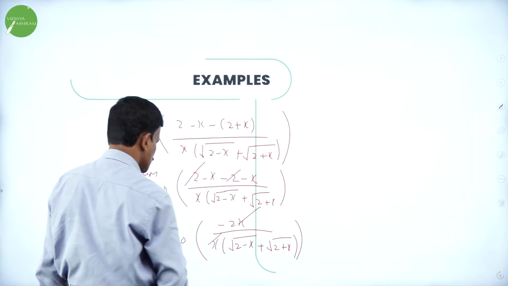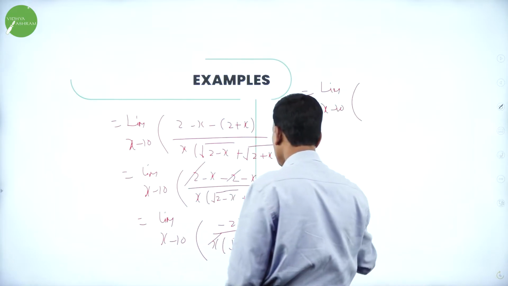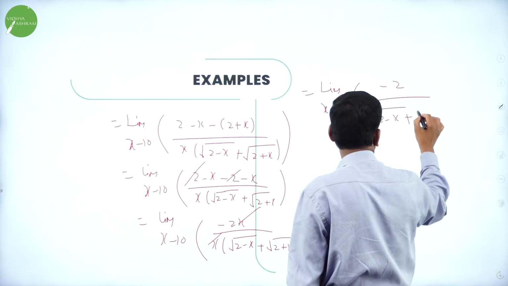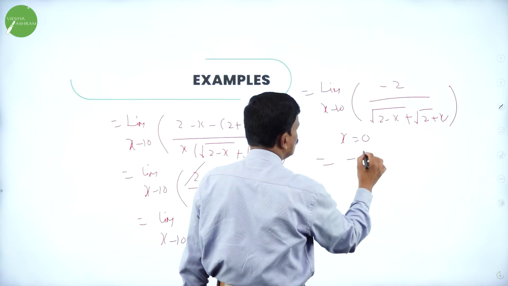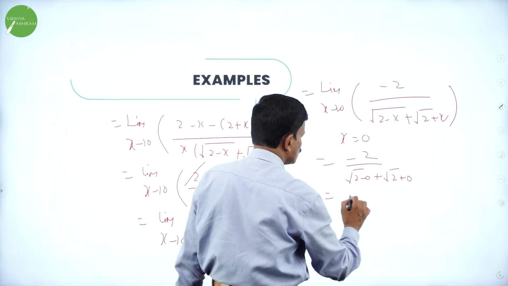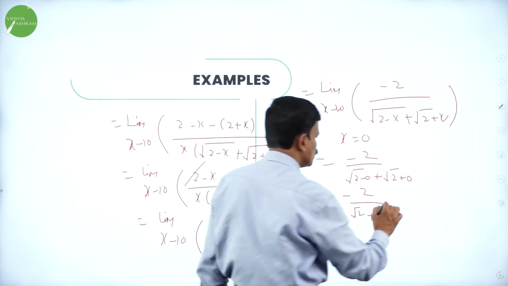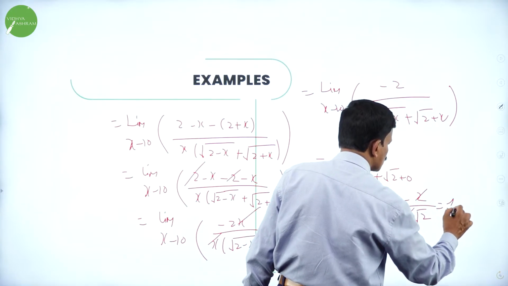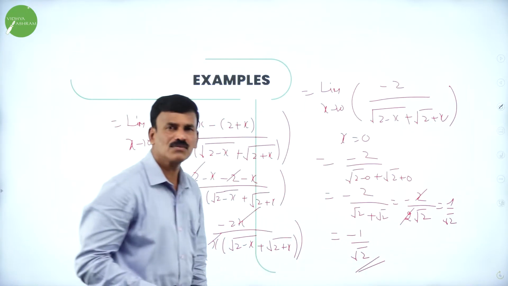Now here x and x get cancelled. This is equal to limit x tends to 0 of, in the numerator we have minus 2 divided by, in the denominator, root of 2 minus x plus root of 2 plus x. Now substitute the value of limit, put x is equal to 0. This is minus 2 divided by root of 2 minus 0 plus root of 2 plus 0. 2 minus 0 is 2, 2 plus 0 is also equal to 2. So minus 2 divided by root 2 plus root 2 is 2 root 2, and 2 gets cancelled. This is equal to minus 1 by root 2. So the simplified answer is minus 1 by root 2.